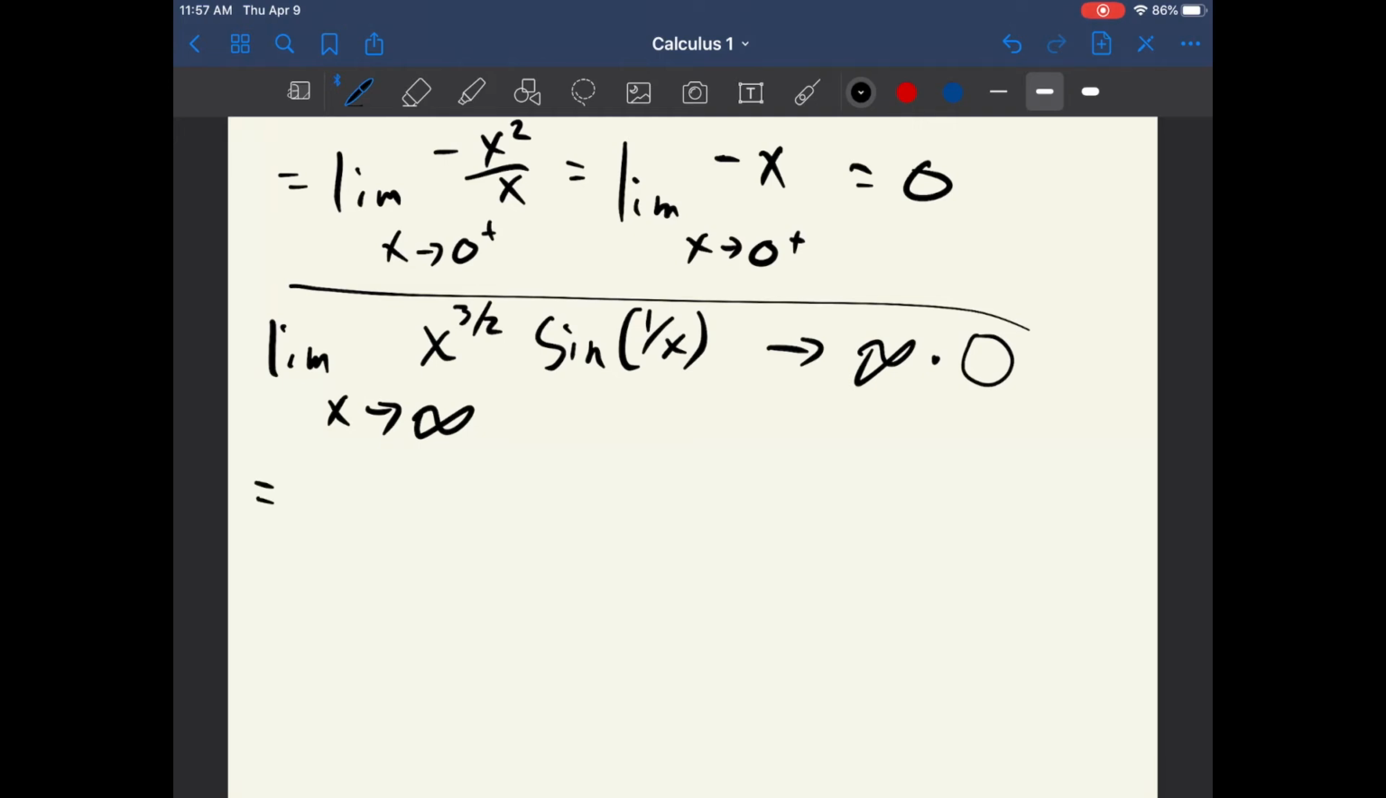So first thing we're going to do is rewrite it so that we can use L'Hopital's rule, right? We can't use L'Hopital's rule when we have a product, right? So this is something times something else. We need a quotient, right? Something divided by something else. So we're going to write this as limit as x goes to infinity of, so I'm going to use sine of 1 over x divided by, and I'm going to write x to the minus 3 over 2.